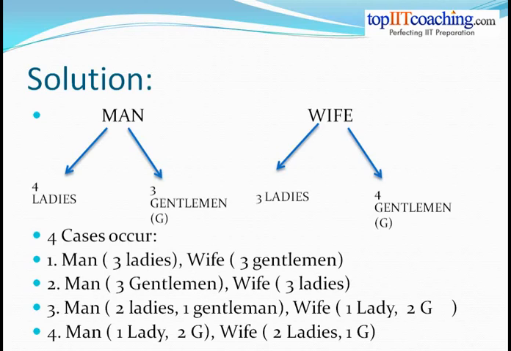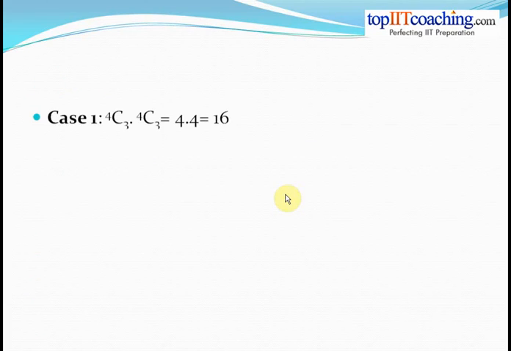The first is, the man invites 3 ladies and the wife invites 3 gentlemen. Man invites 3 gentlemen and wife invites 3 ladies. Third case being, the man invites 2 ladies and 1 gentleman and the wife invites 1 lady and 2 gentlemen. And fourth, the man invites 1 lady and 2 gentlemen and the wife invites 2 ladies and 1 gentleman. Now for case number 1, we have 4C3 into 4C3 equal to 4 into 4, and that is equal to 16.